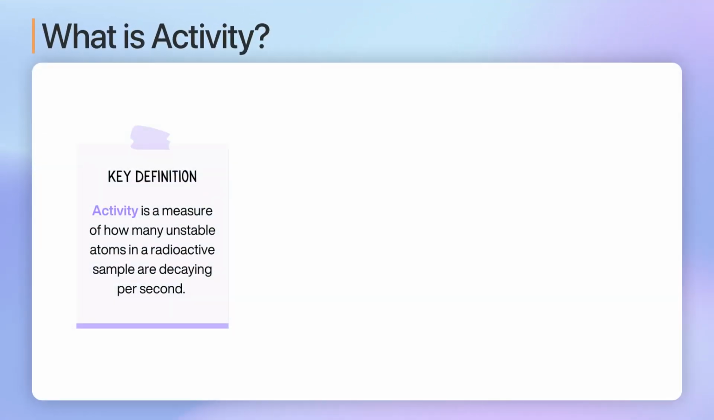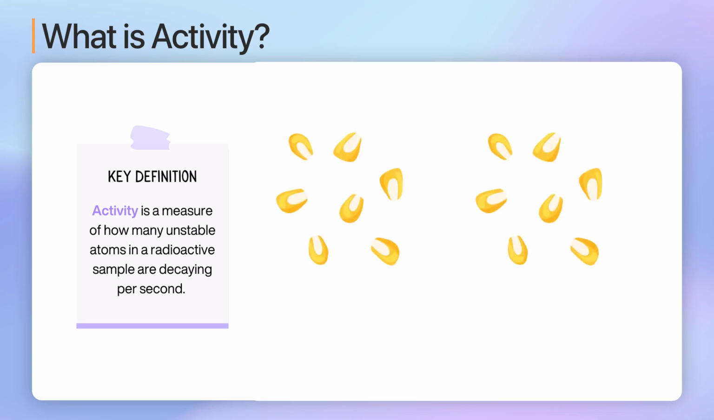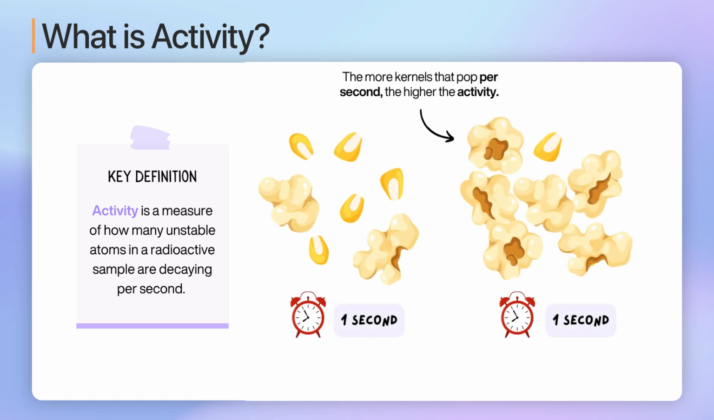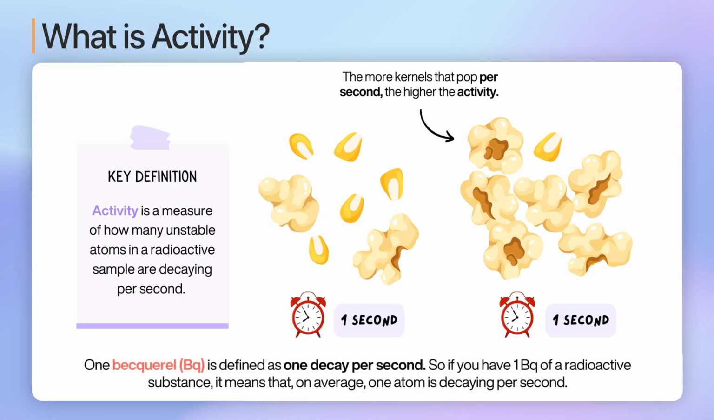Activity is a measure of how many unstable atoms in a radioactive sample are decaying per second. To give a more relatable analogy, imagine you're making popcorn in a microwave. Each kernel that pops represents an atom decaying. The more kernels that pop per second, the higher the activity. The unit of activity is the becquerel. 1 becquerel is defined as 1 decay per second.